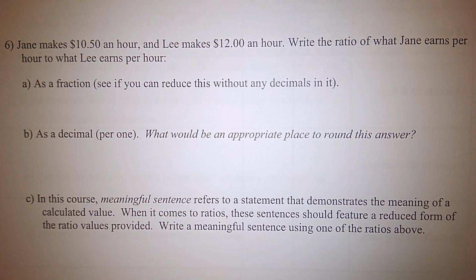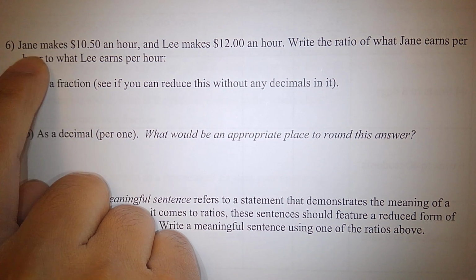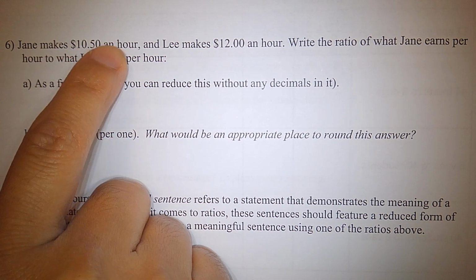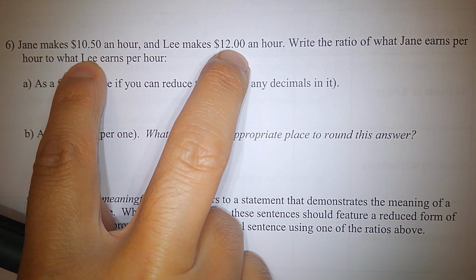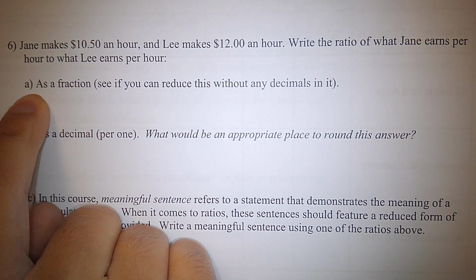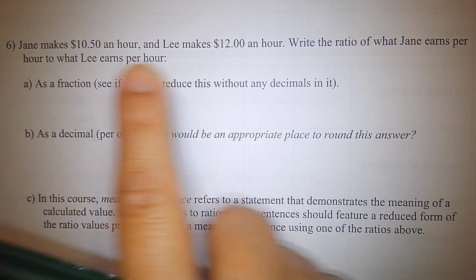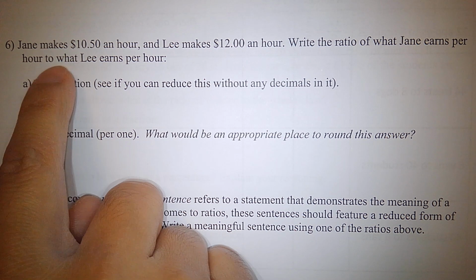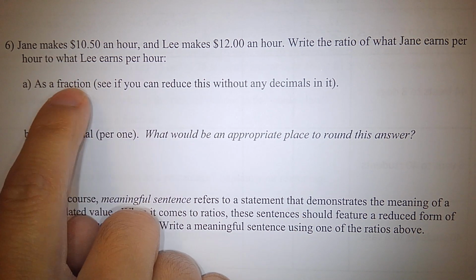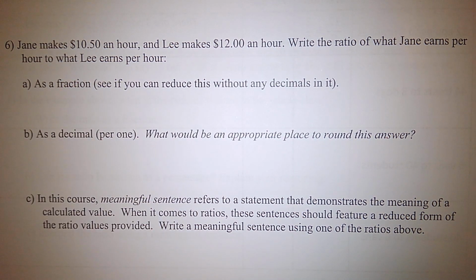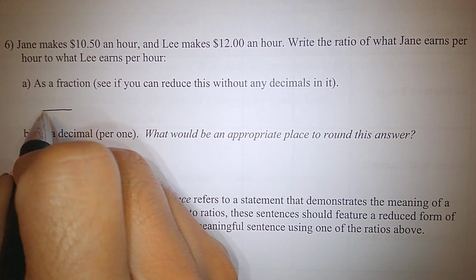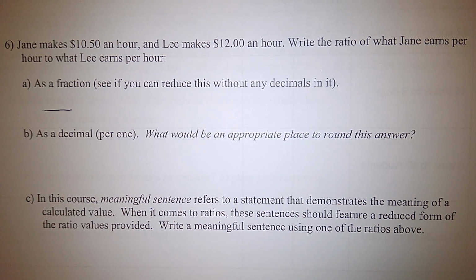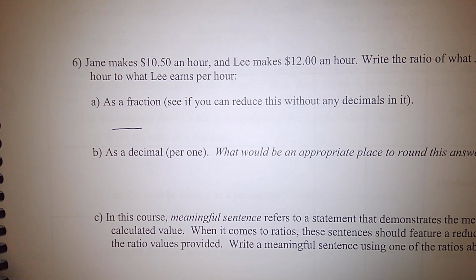So we're gonna answer these three questions, A, B, and C. The question is, Jane makes $10.5 an hour and Lee makes $12 an hour. So these are the two quantities for us, right? So question A is, write a ratio of what Jane earns per hour to what Lee earns per hour as a fraction. So what do we do? As a fraction, we know we should write it in the form of a fraction, right? So it is going to be what?